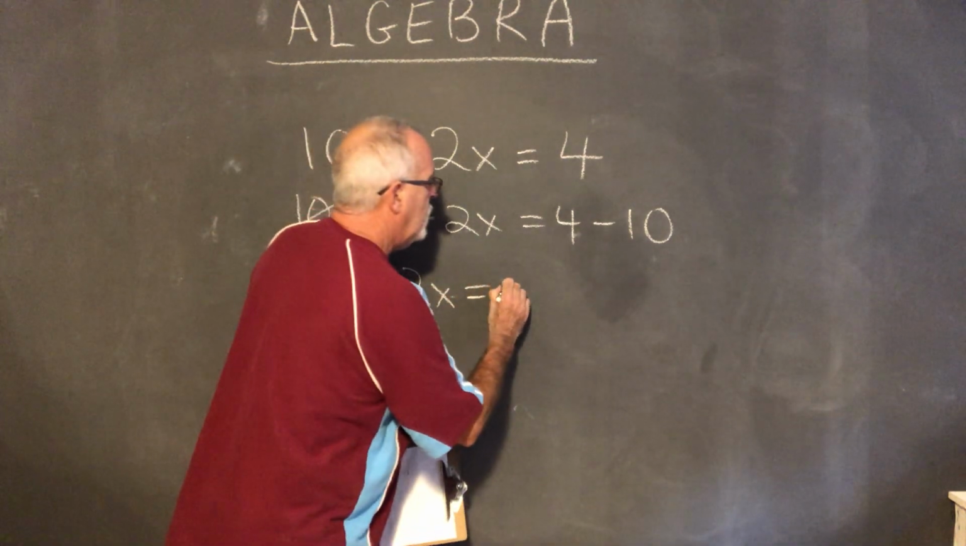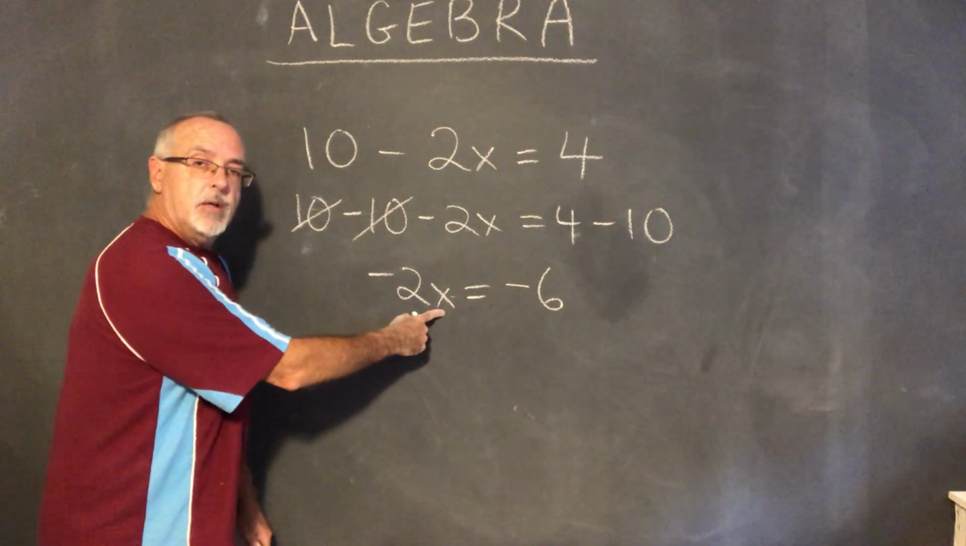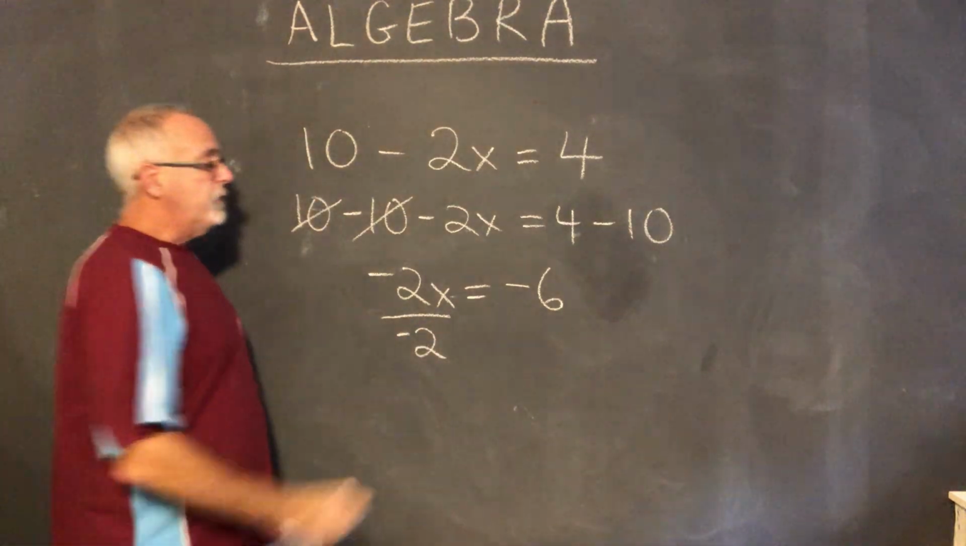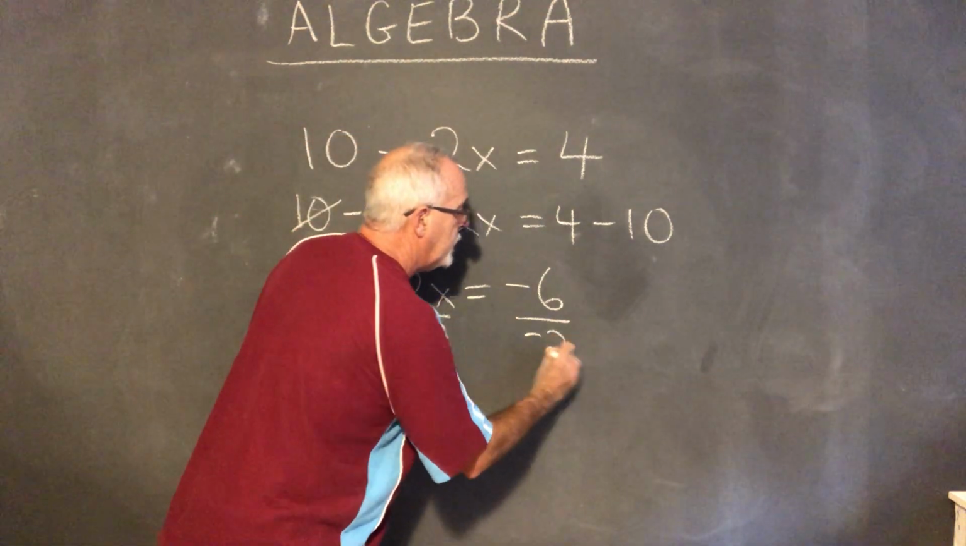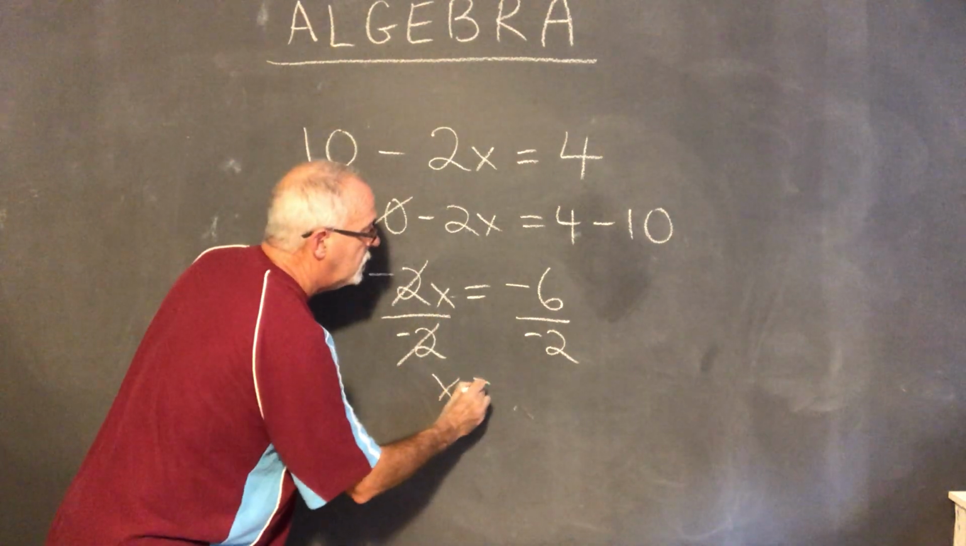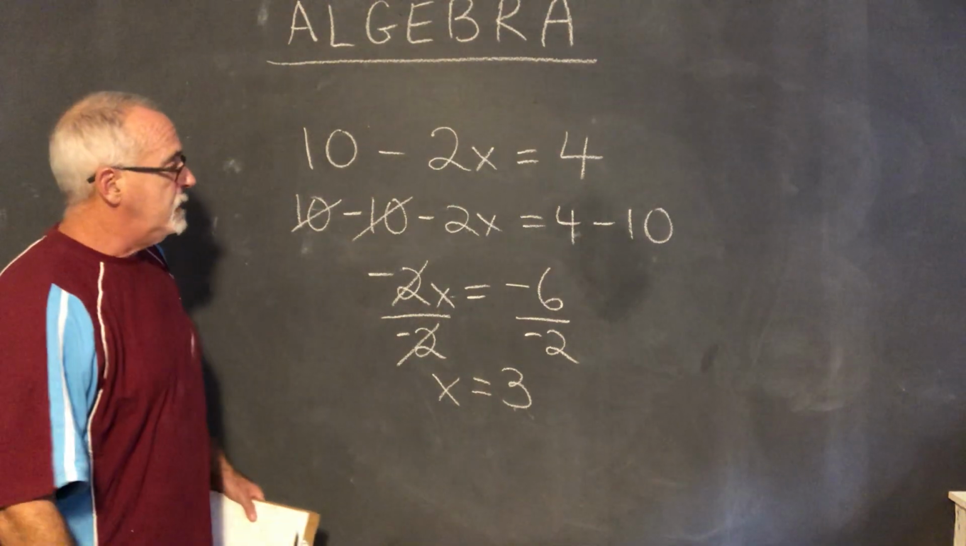4 minus 10, oh, that's negative 6. We have to use our laws of signs. My x is being multiplied by a negative 2. I'm going to do the opposite, which is to divide by negative 2. I'm dividing both sides by negative 2. These cancel. X is alone, and it's equal to positive 3. Nice whole number, no fraction this time.